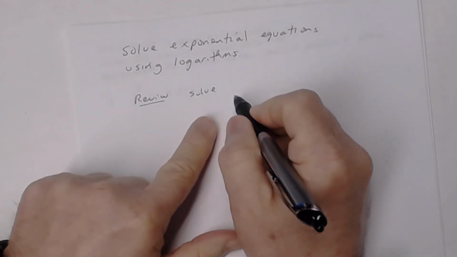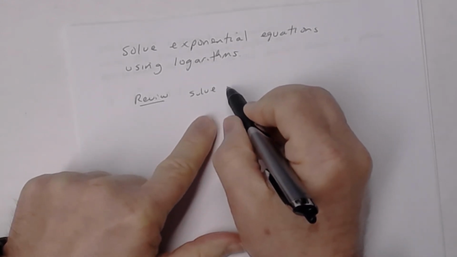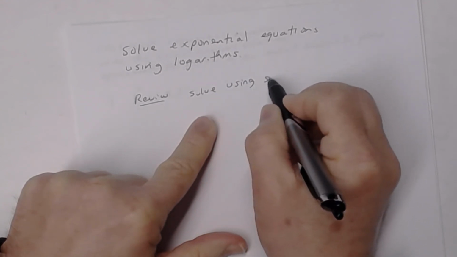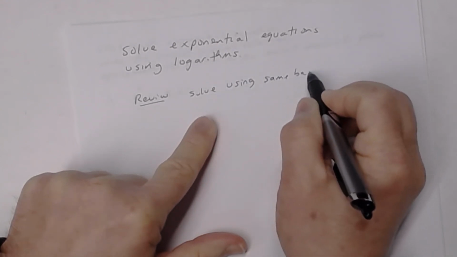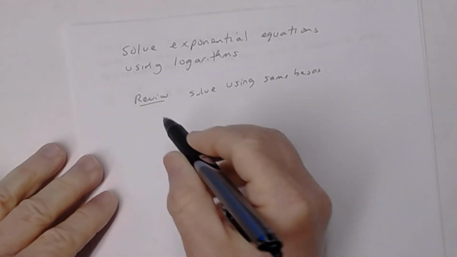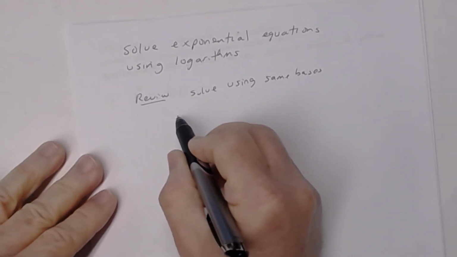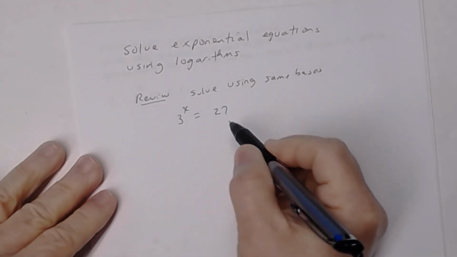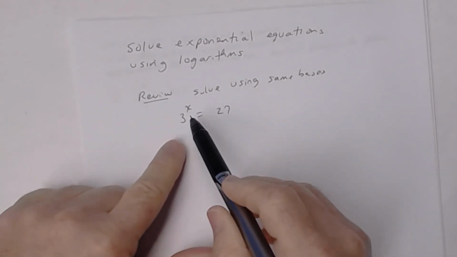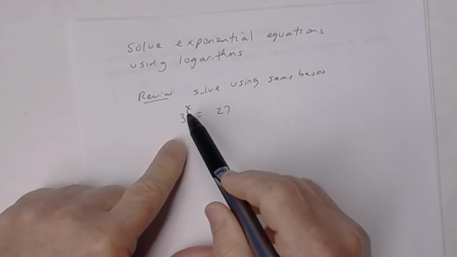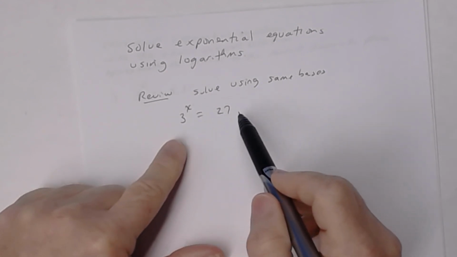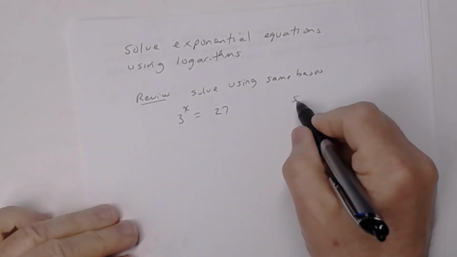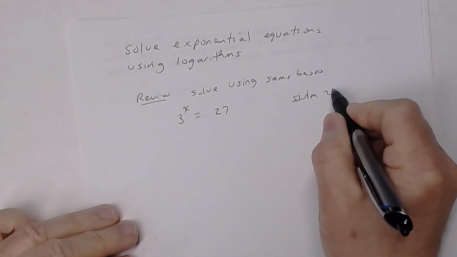We're going to do a very simple example. We're going to solve using same bases. Let's suppose we have 3 to the x power equal 27. You can look at this very easily and tell me what the solution is. So 3 to what power is 27? Well, 3 cubed, right? So the solution would be x equal 3.